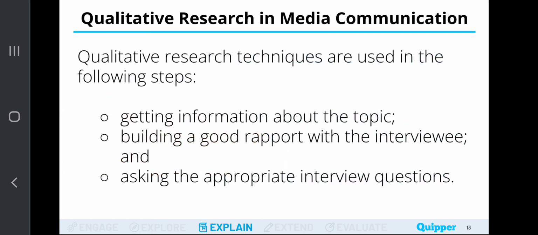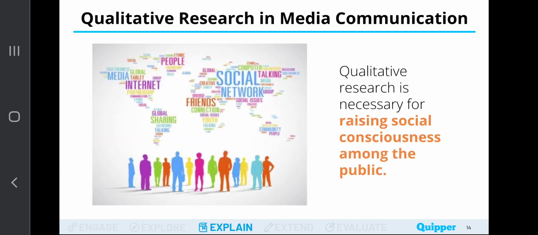Now, if there are no methods in conducting this process of sourcing out the information, then that will become relatively difficult, because as much as possible, sources need to be credible, because sources will be cited during the presentation of this information or the broadcast, right? Or the publication. So, when we present the different sources, there should always be the sense that the main purpose is to get information about the topic relevant to the need and to the time that it is being cited. Qualitative research is necessary for raising social consciousness among the public.